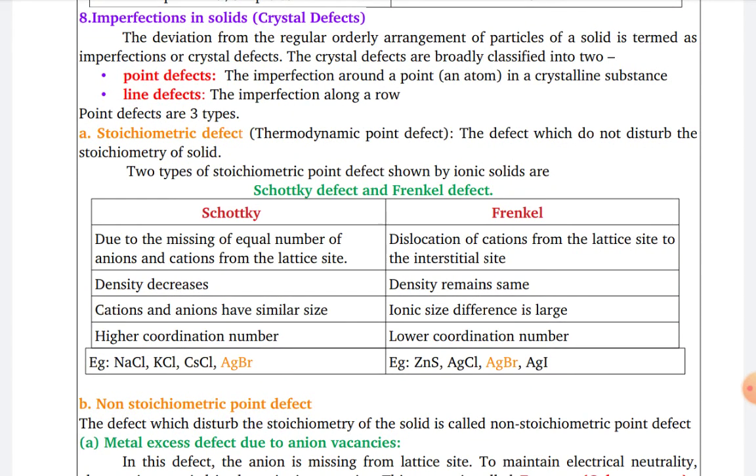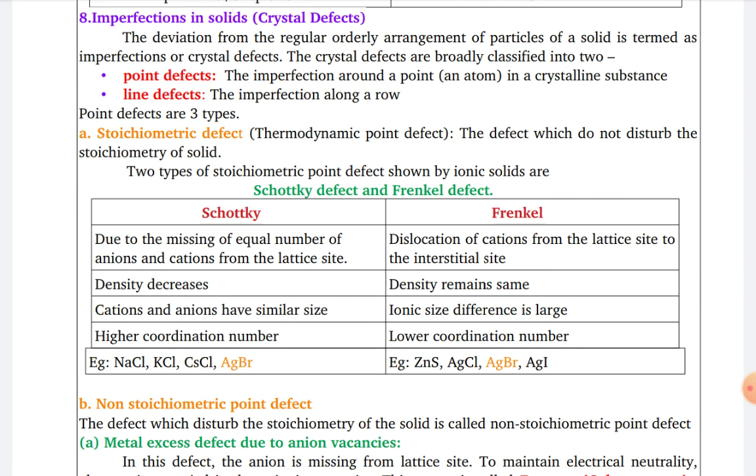The imperfections in solids, or the crystal defects. The deviation from a regular orderly arrangement of particles of a solid is termed imperfection or crystal defects. The crystal defects are broadly classified into two: point defects and line defects. In a point defect, the imperfection is around a point in a crystalline substance, for example an atom. If the imperfections are in an atom, we call it a point defect. In the line defect, the imperfection is along a row.